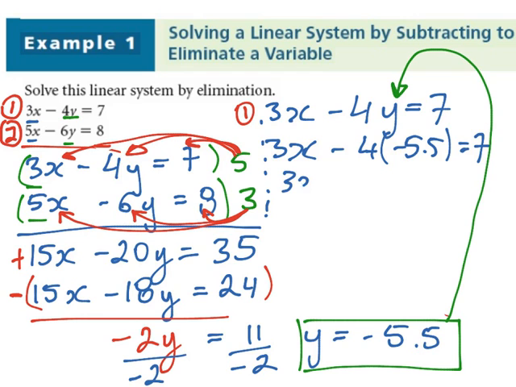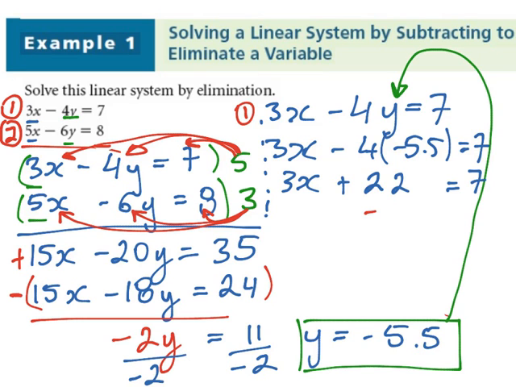I'm going to solve now for x. 3x, -4 times -5.5 is 22, and it's positive because negative times negative is positive, is equal to 7.